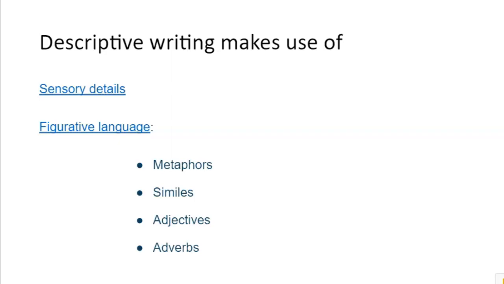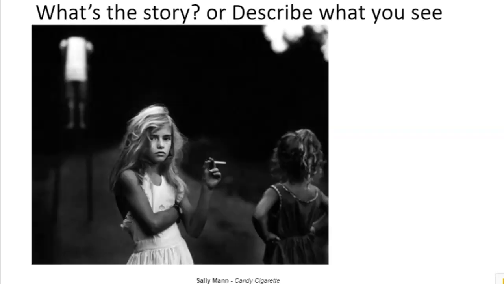So descriptive writing makes use of sensory details, and I've got this link included on this page. You can click it on the actual page in iCollege and read about sensory details. And typically, descriptive writing also makes use of figurative language, so things like metaphors and similes, adjectives and adverbs. So these are all linguistic elements that you want to bring into your writing.